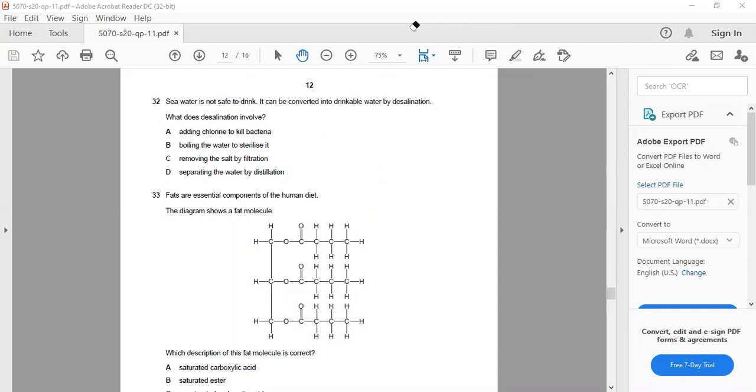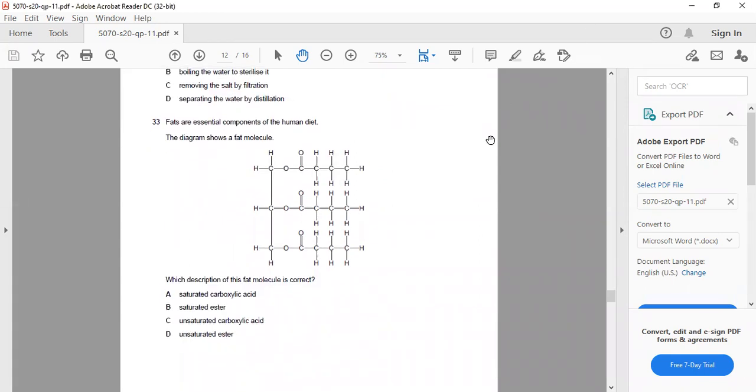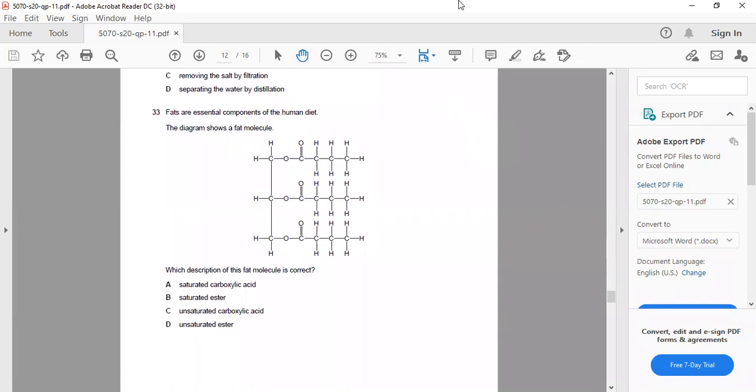Now 34, 33. If you see question number 33, fats are essential components of the human diet. The question is about fat. You know fat has ester linkage. If you don't know, then learn. Fat is ester. What is the ester linkage? This one must be in the fat. This is the ester linkage. Yes, it is there.